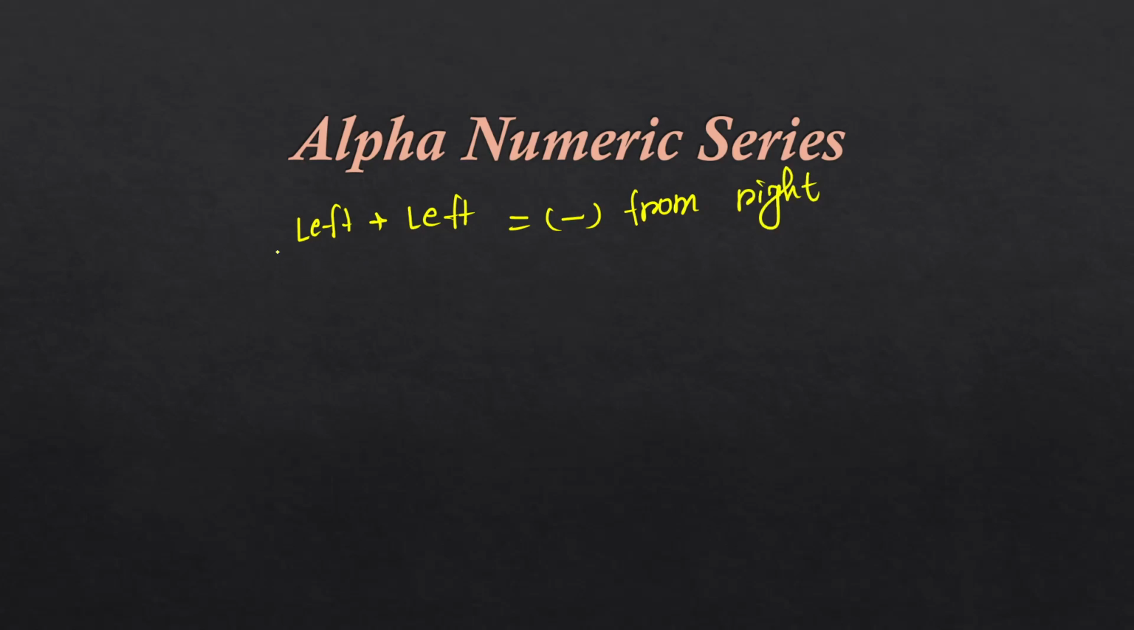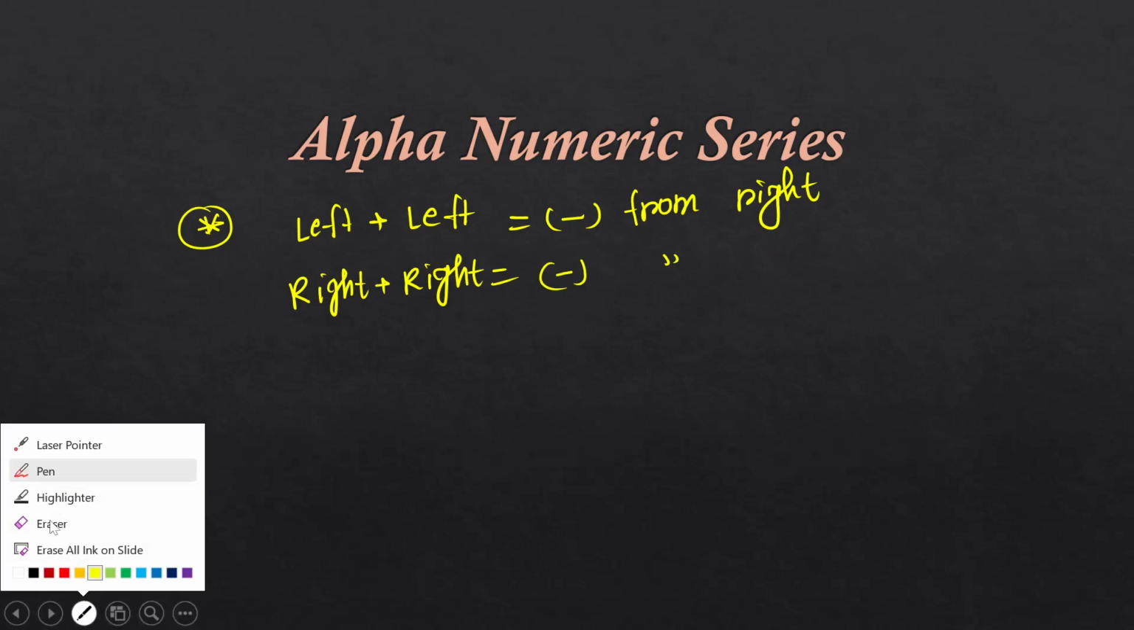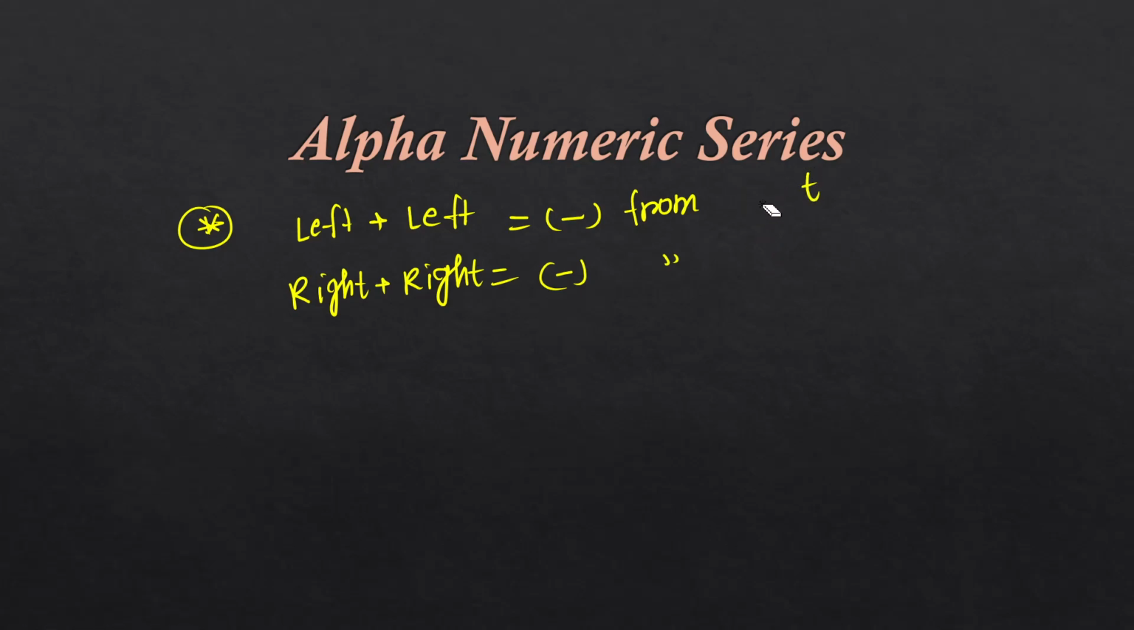Just note down what I am writing on the screen. If they say right plus right, then it is negative, and from obviously. Oh, I did it wrong. One minute. This should be left.